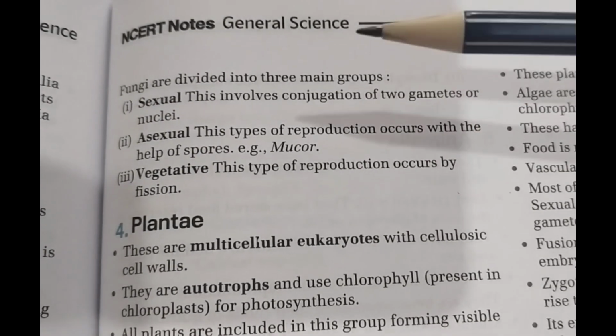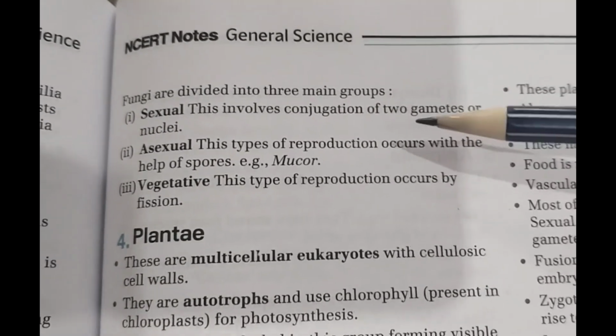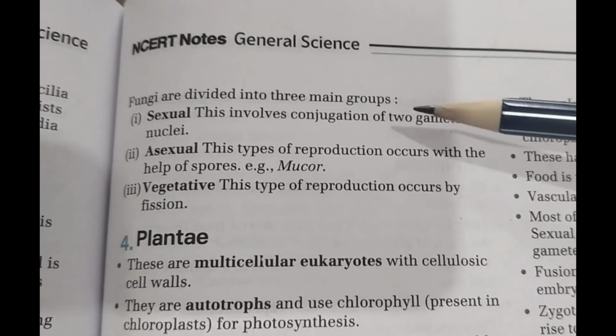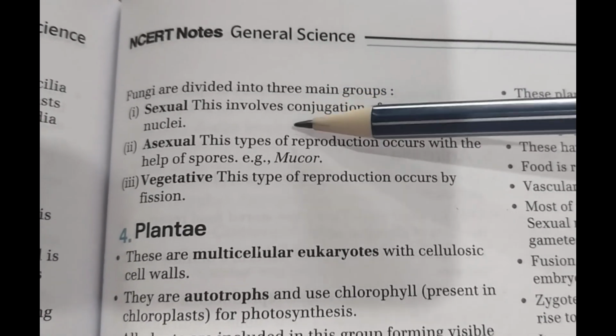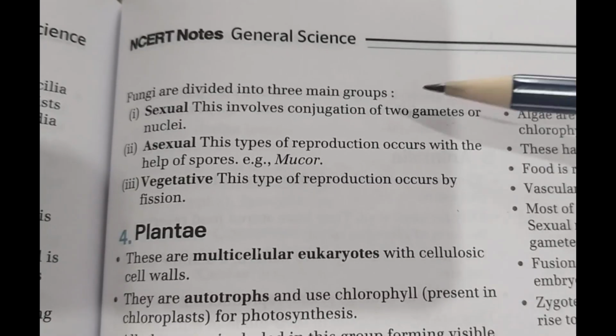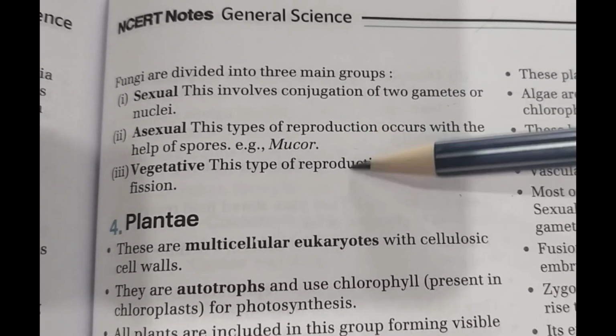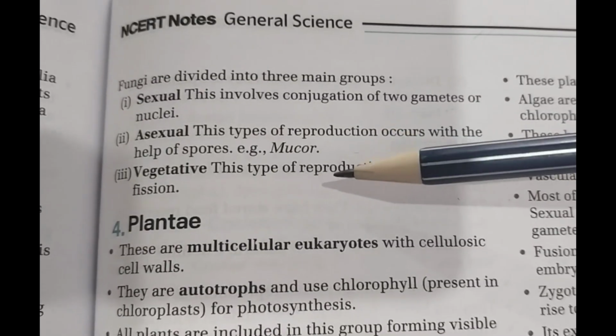Fungi reproduce in three main ways. Sexual: this involves conjugation of two gametes or nuclei. Asexual: this type of reproduction occurs with the help of spores. Example, Mucor. Vegetative: this type of reproduction occurs by fission.